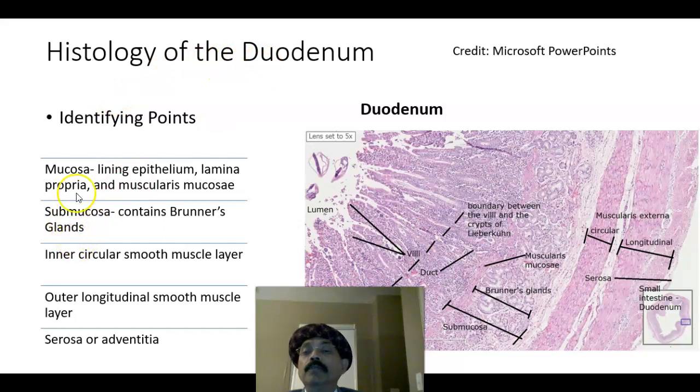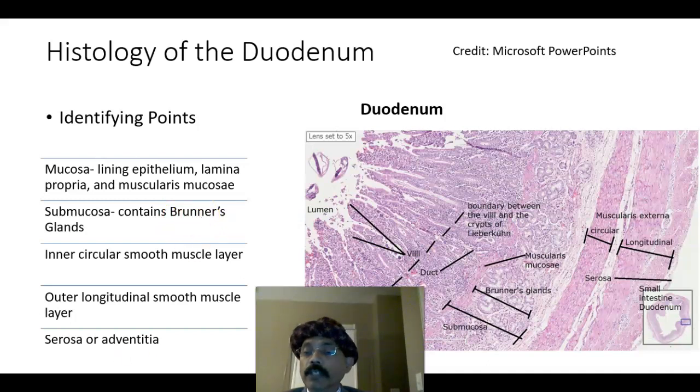In the duodenum, the lining epithelium, like other parts of the small intestine, is simple columnar epithelium. The lamina propria is a loose connective tissue. The muscularis mucosa is a thin smooth muscle composed of two layers, an inner circular and an outer longitudinal layer. The submucosa contains a tubuloalveolar mucus secreting gland with alkaline secretion, called Brunner's gland. That is very important for diagnostic purposes.